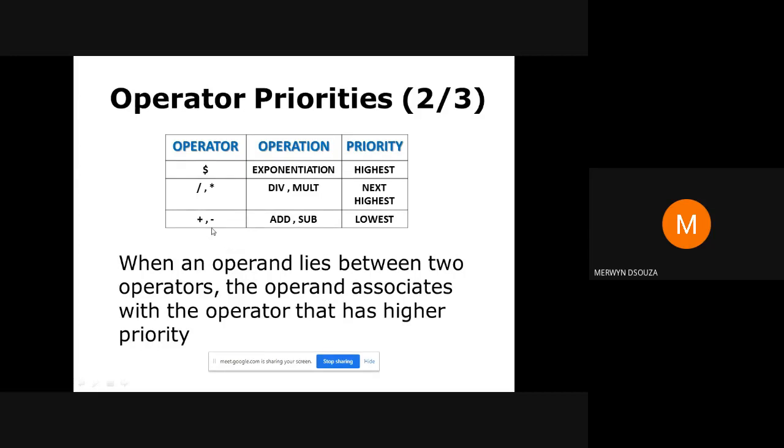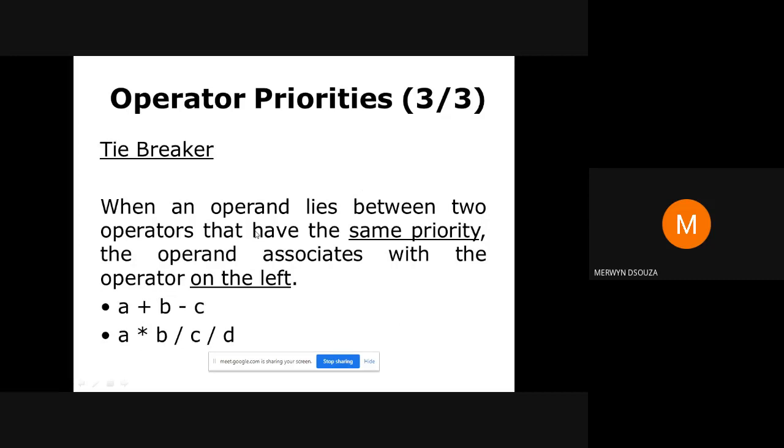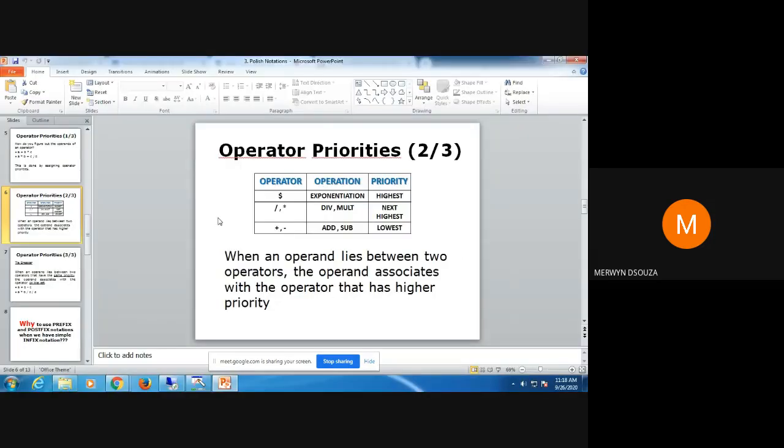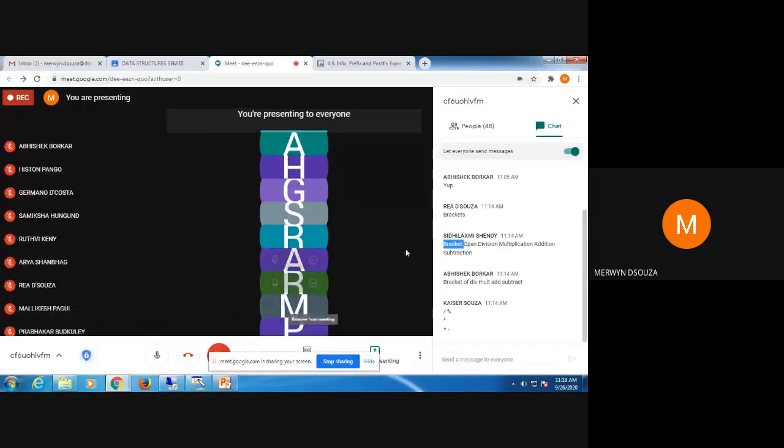So now, how will you solve when you are having the same priorities? Suppose I told you here division and multiply are having the same priority, or plus and minus are having the same priority. Do you all know how to solve it? Can anyone type?